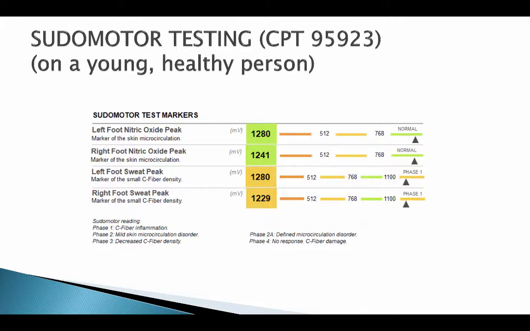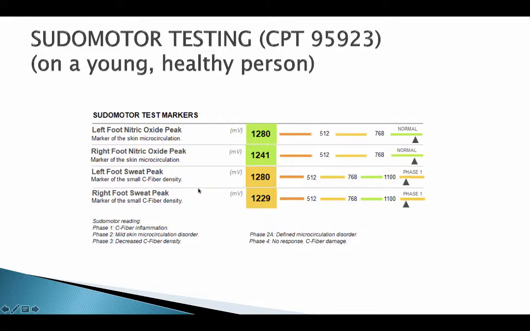Sudomotor testing is where the electrodes are placed on the bottom of a person's soles, and then a heat stimulus is provided, and the machine measures the release of nitric oxide when that stimulus occurs. And if you have a decreased amount of nitric oxide release, it then creates a problem with microcirculation. And then the machine also measures the amount of sweat released after the heat stimulus.